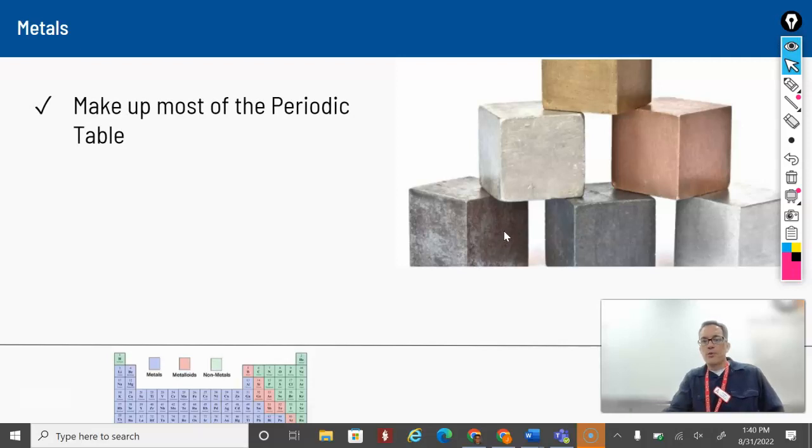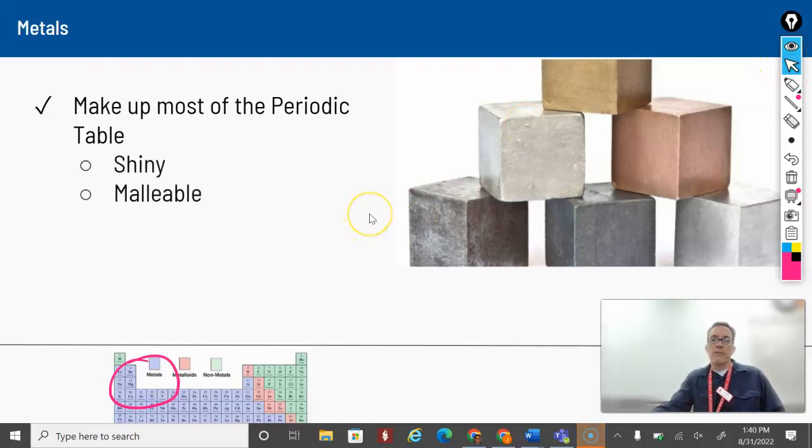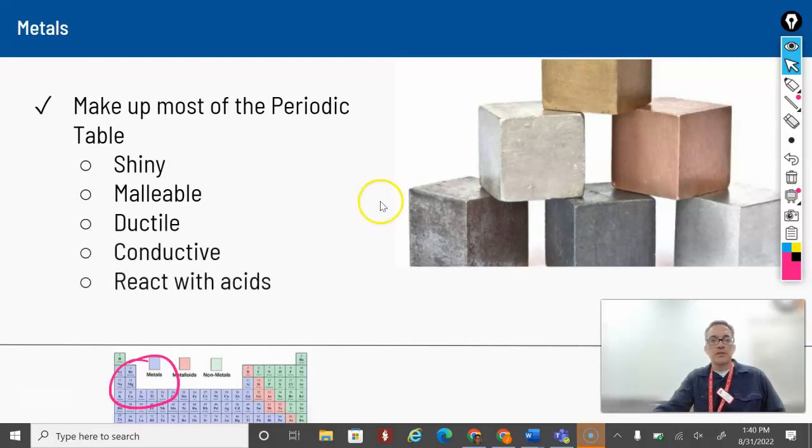So you saw most of the periodic table ended up being metals. That's all this blue part that's down here. They make up most of the periodic table, right? And they have certain characteristics to them. They tend to be shiny. They tend to be malleable. There's that word again. They tend to be ductile. They tend to be conductive. And another thing in terms of chemicals, they tend to react with acids.